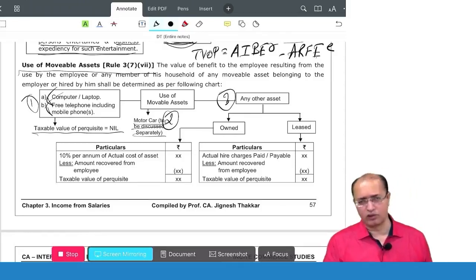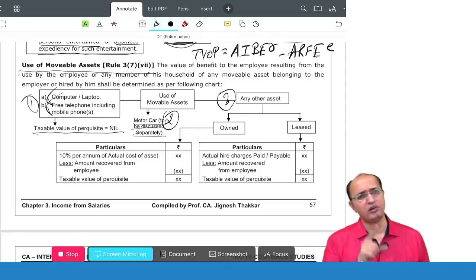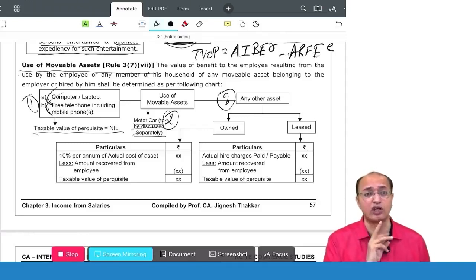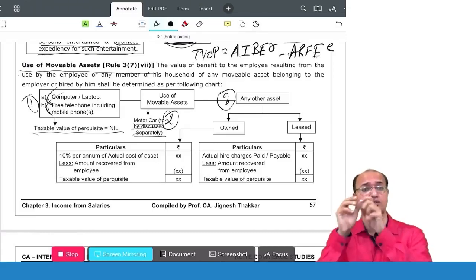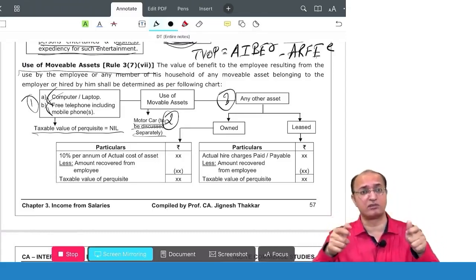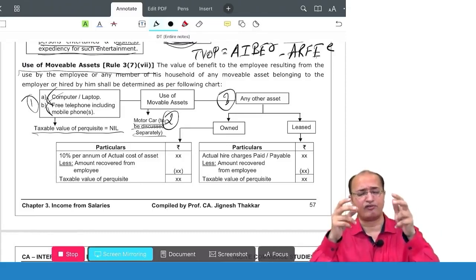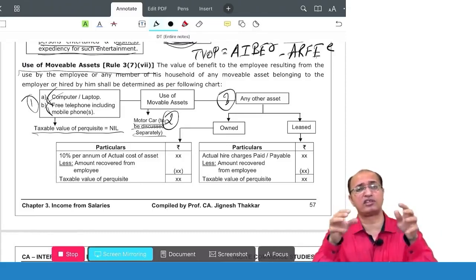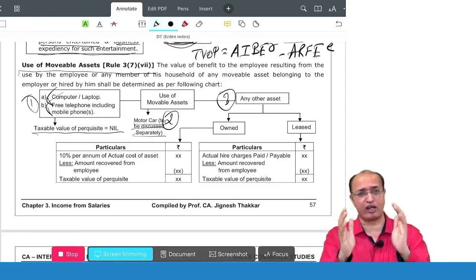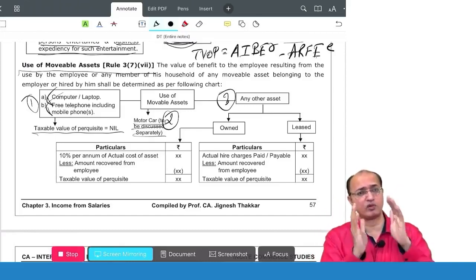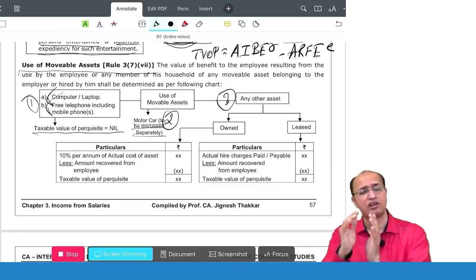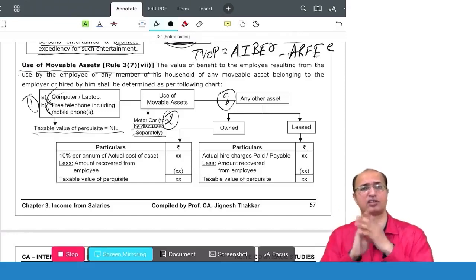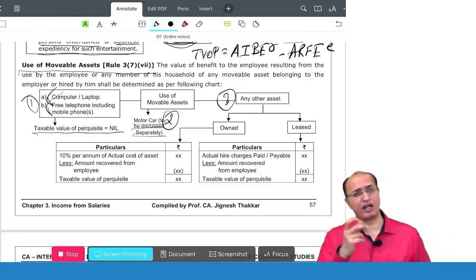Now, before we actually move on to discuss this, do you recollect section 17 subsection 2 clause 1, rent-free accommodation? In that we had unfurnished accommodation, furnished accommodation, hotel accommodation. In case of furnished accommodation, I told you that valuation is required to be done in two parts. First you find out the perquisite value of unfurnished accommodation, then you separately find out the perquisite value of furniture.